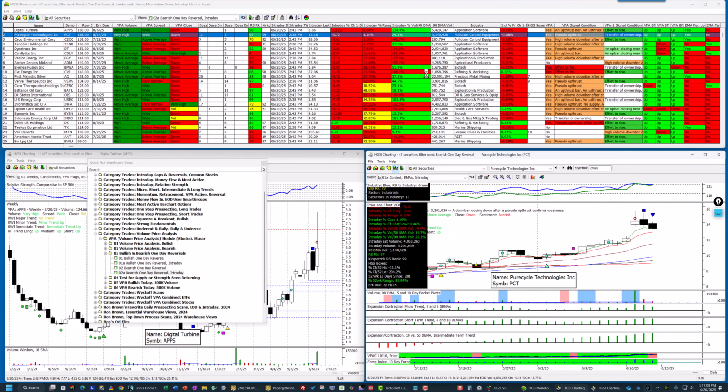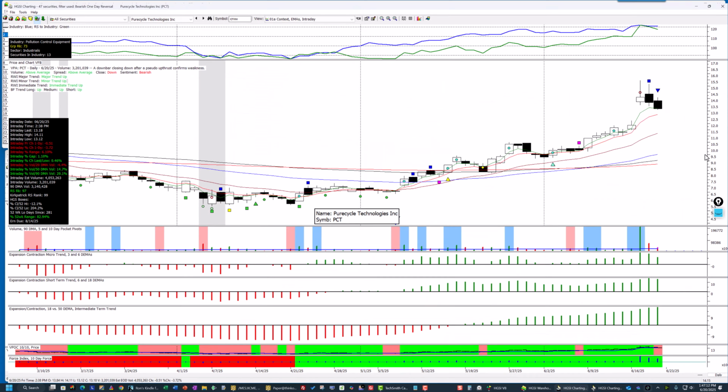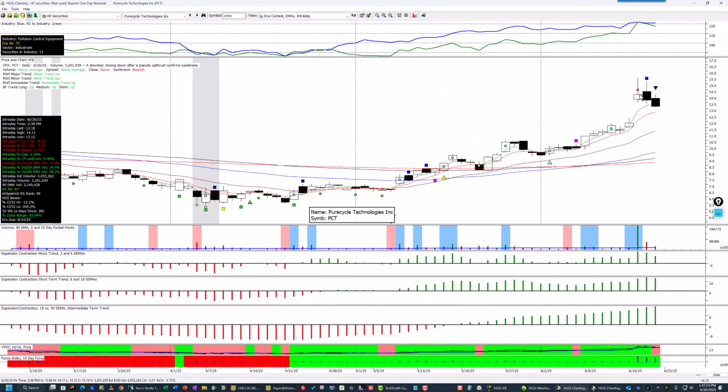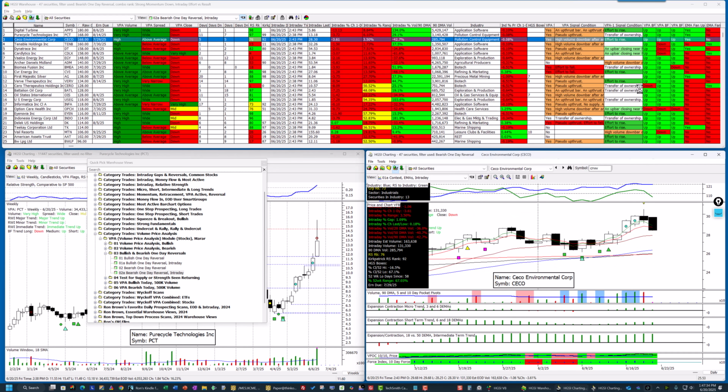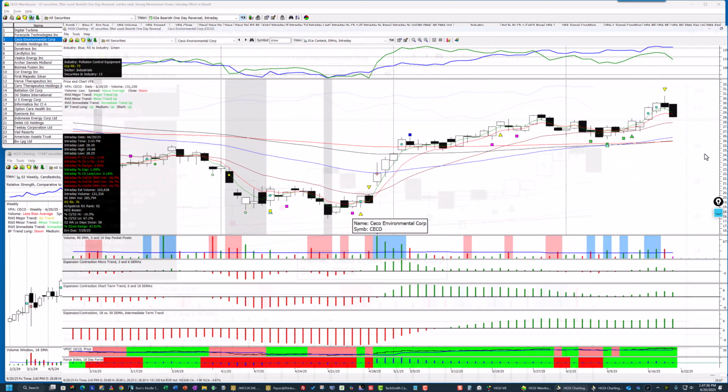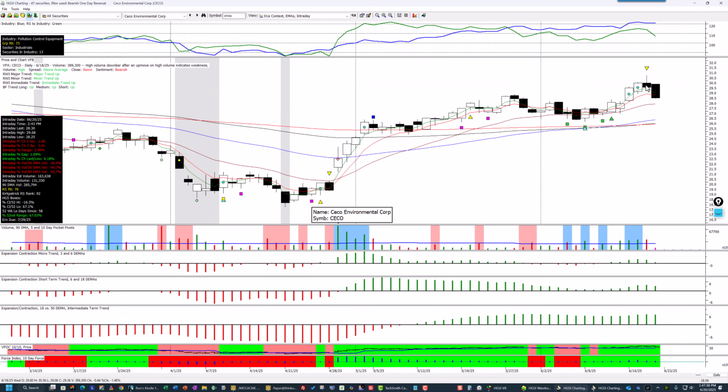Pure Cycle Technologies, you can see that it had a long wick here on this one, which means that there was some selling on this gap up. It tried to follow through, but it couldn't. It turned into a black body, and it is going down again today. Let's do one. CECO Environmental. Here's your one-day reversal and a follow-through to the downside today.